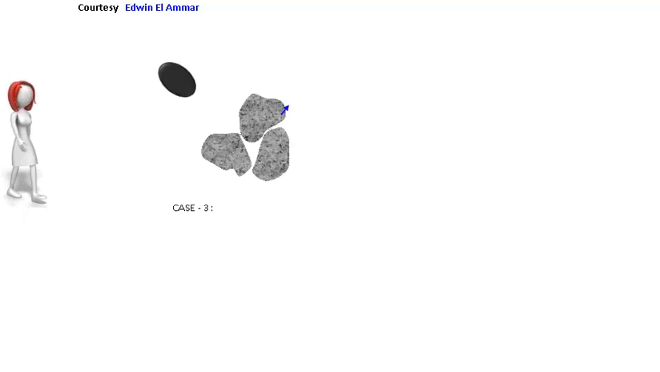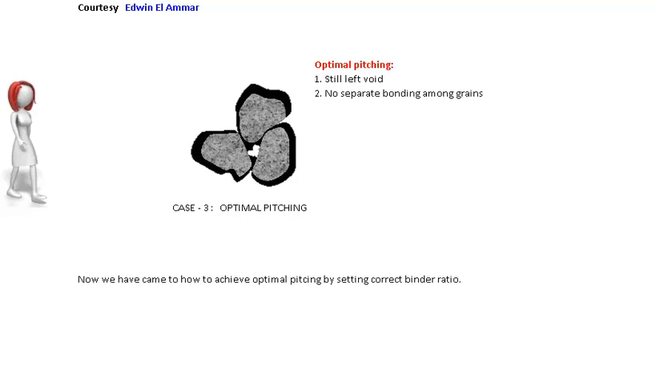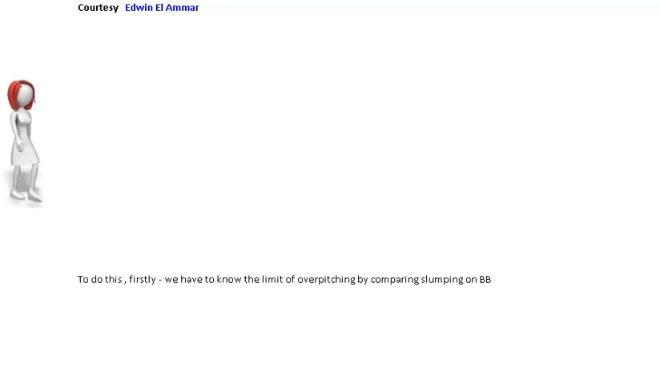So, what does the optimal pitching look like? Case 3: Optimal pitching. Optimal pitching: 1. Still left void. 2. No separate bonding among grains. Now we have come to how to achieve optimal pitching by setting the correct binder ratio. To do this, firstly, we have to know the limit of overpitching by comparing slumping on BB.